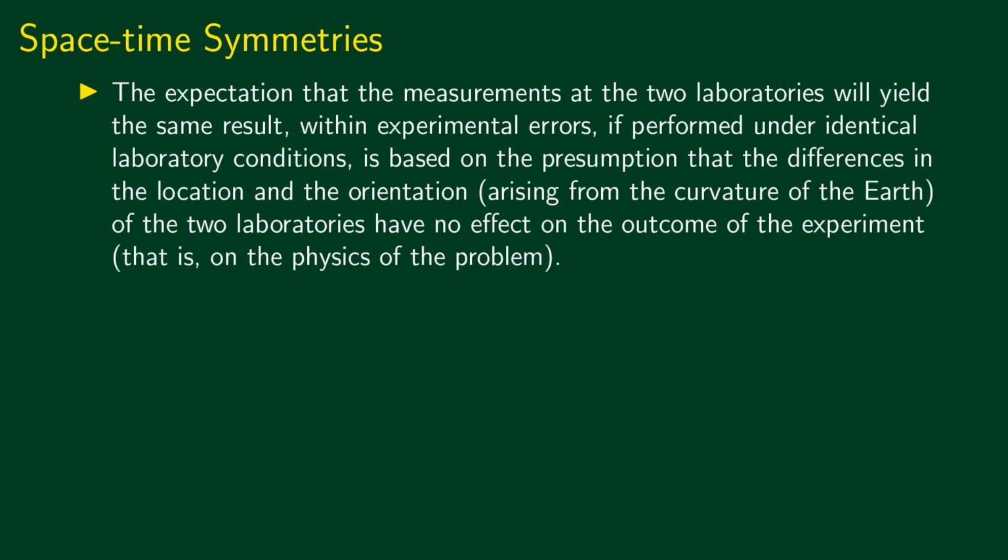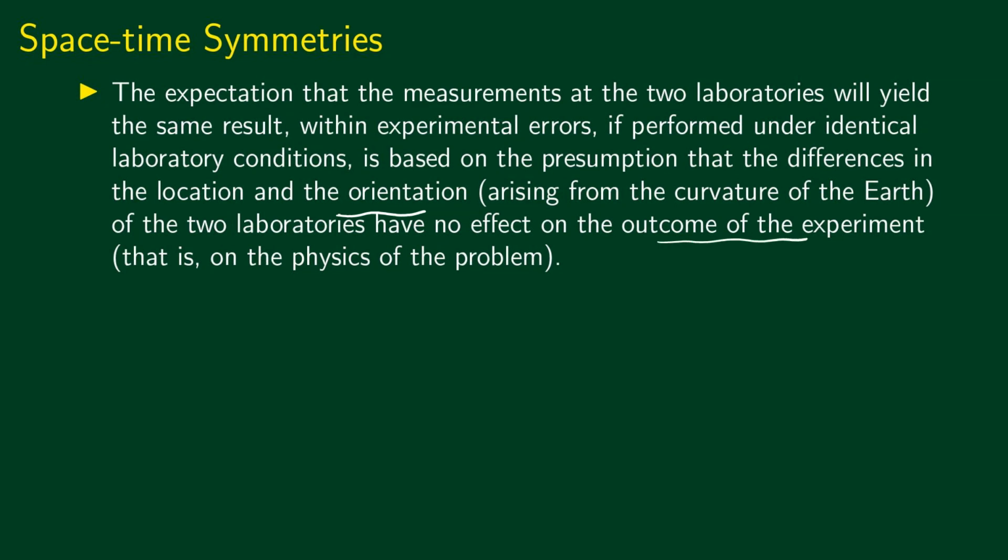What do you expect in this situation? The general expectation is that if everything else remains the same, except for the location of the two laboratories, then you are going to get the same measurement results. That is, within experimental errors, of course. The expectation that the location of the laboratory alone is not going to change the result is based on the presumption that the differences in the location and the orientation of the two laboratories have no effect on the outcome of the experiment.